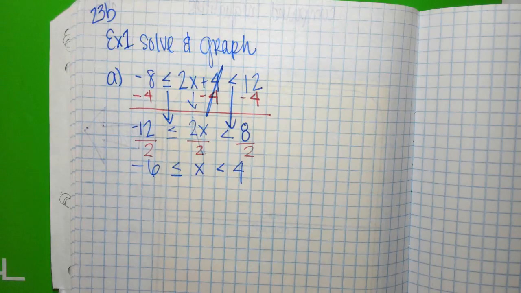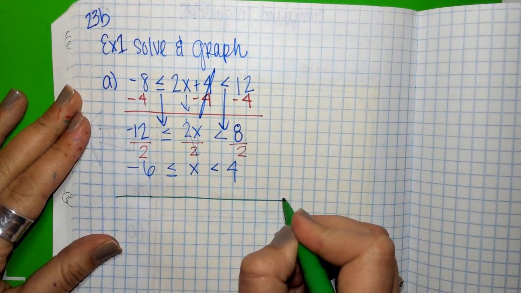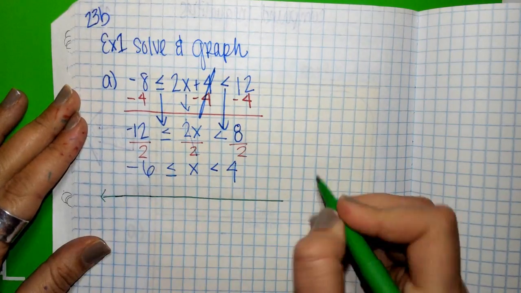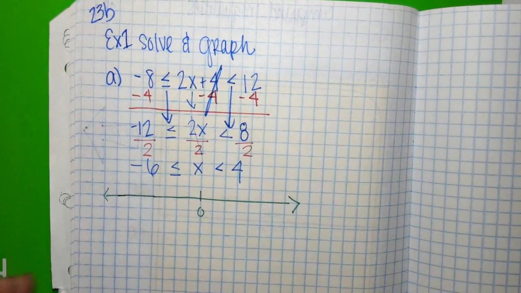Now we get to graph it. Get excited. It's so easy, I promise. Graphing makes me mad. It's too much work. It's not. Don't be lazy. All right, put 0 in the middle.